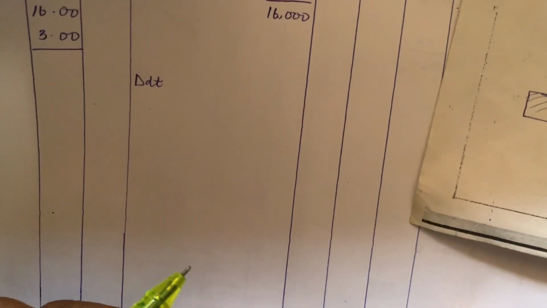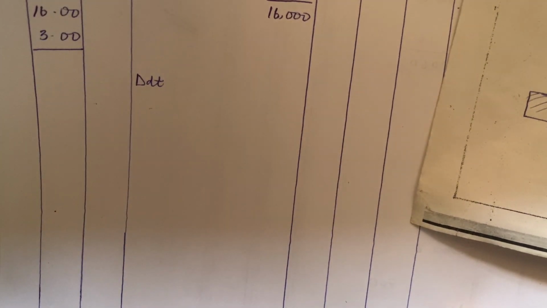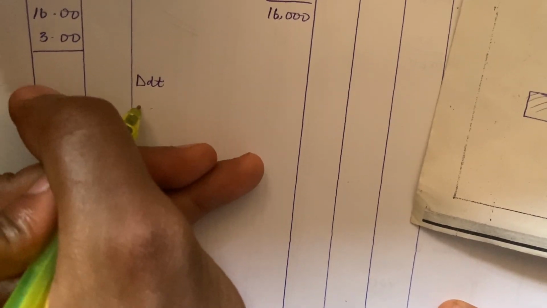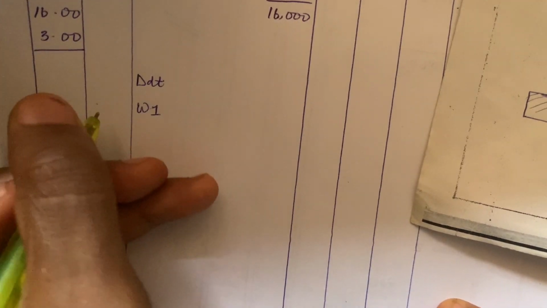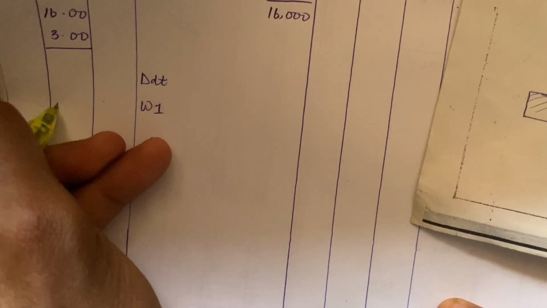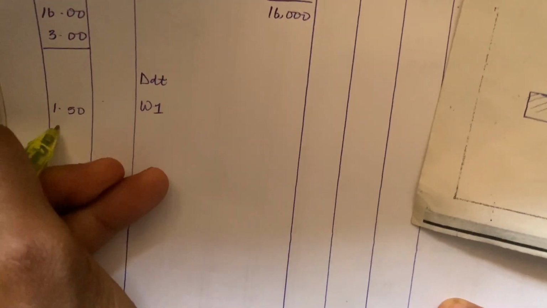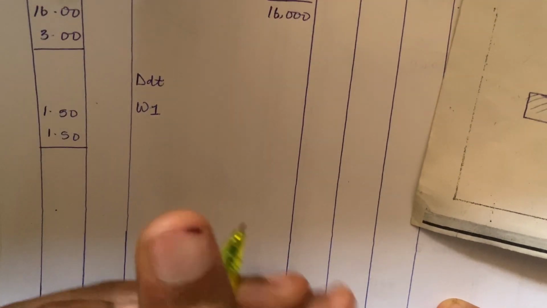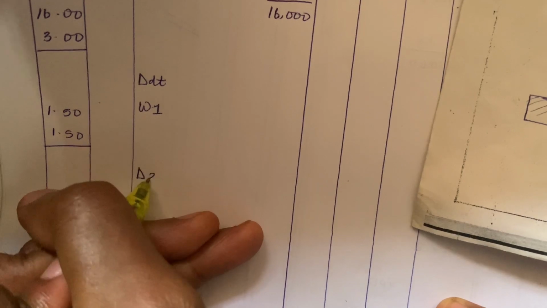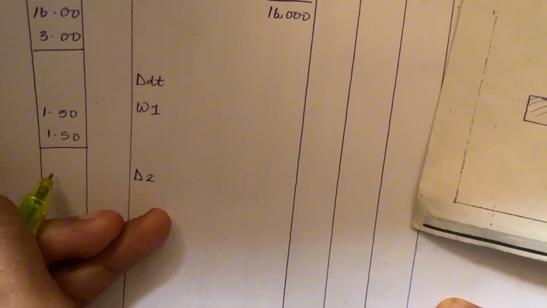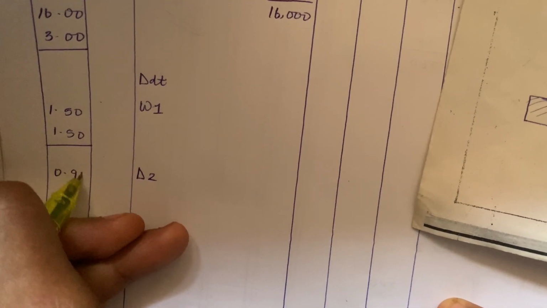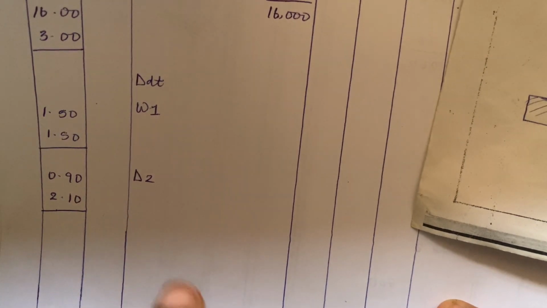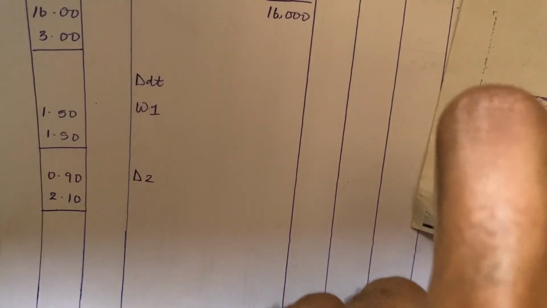Now, like I said, we have 2 window ones inside the master's bedroom, so we'll deduct window 1, and the length of window 1 is 1.50 by 1.50, and then we close. Then we have dot 2, and the dimension is 0.90 by 2.10, and then we close. Doing this, we've booked for the master's bedroom.